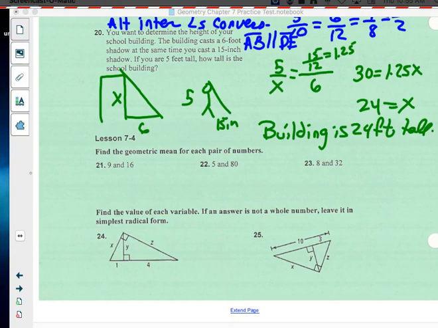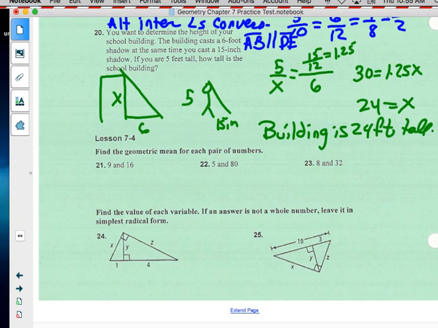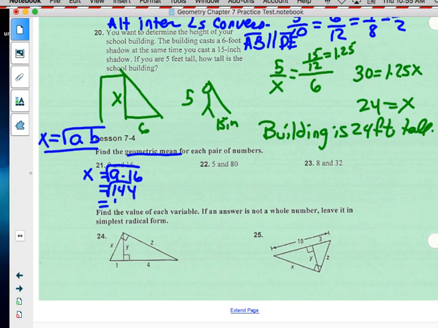Okay, so this is 7475, and what we're going to be doing is answering the questions on your Chapter 7 practice test, and we're finding geometric mean. Remember, geometric mean is where I multiply two numbers together and find their square root. That gives me my geometric mean. So when I take 9 times 16 to find my geometric mean, I find that this is 144, and the square root of that is 12. So x is 12 there.